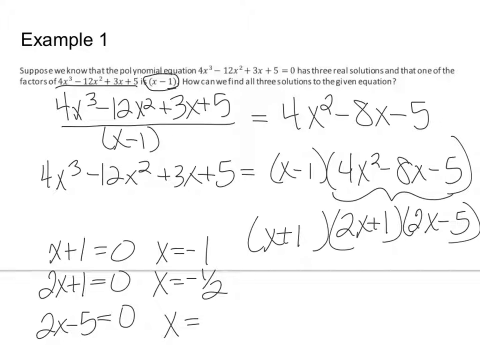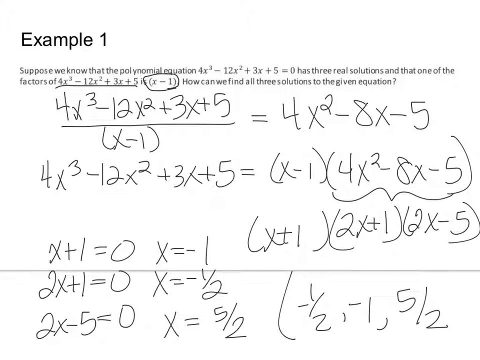Then I have x equals positive 5 halves. So my solutions are negative 1 half, negative 1, and positive 5 halves.